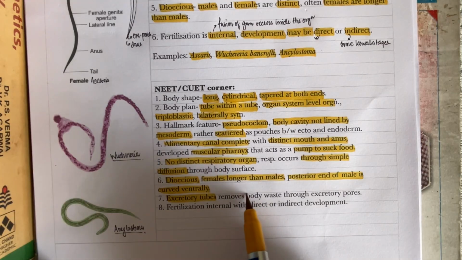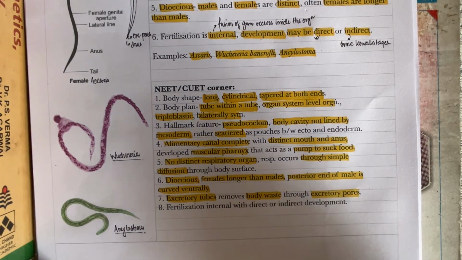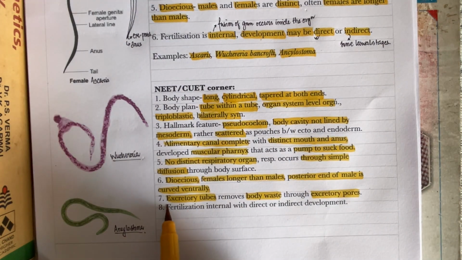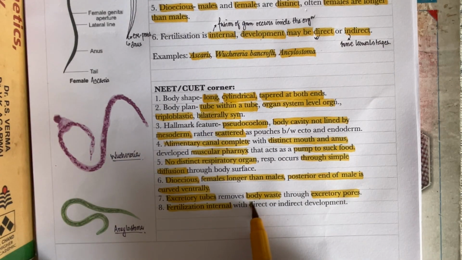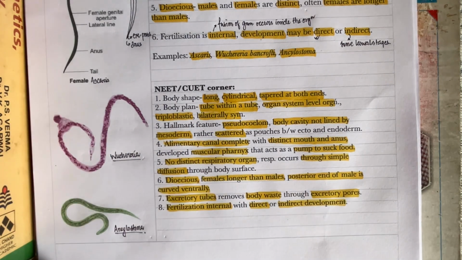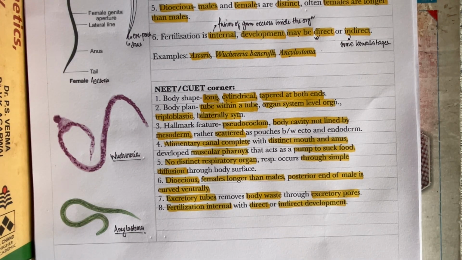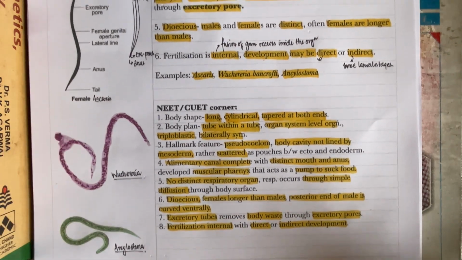Excretory tubes remove the body waste with the help of excretory pores. And lastly, fertilization is internal with direct or indirect development. So this is about the phylum Aschelminthes. These are the points that you need to remember regarding Aschelminthes.